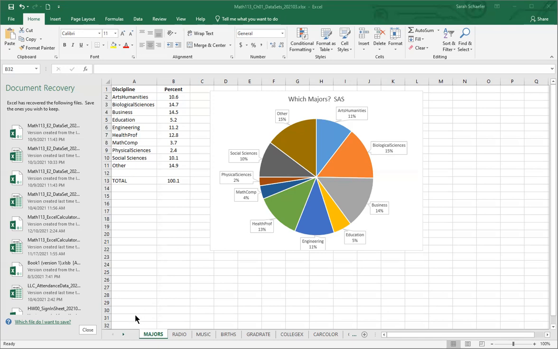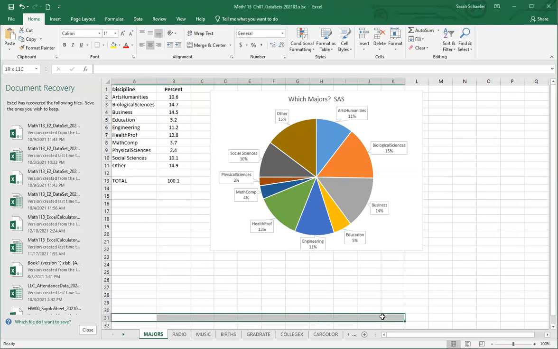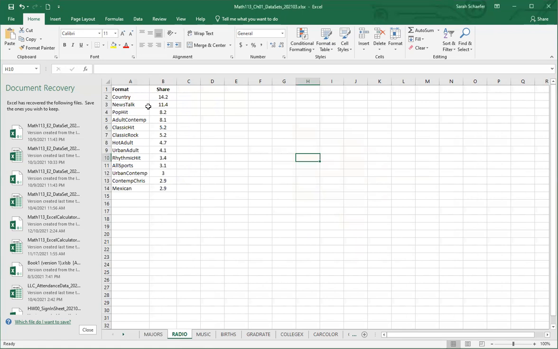So those tabs are along the bottom, so kind of highlighted down here. They're just below where I highlighted. We did the one for majors. The one just to the right is titled Radio, so we'll click on that. So we have some of the formats listed here: country, news, pop, classic, sports, and so on.